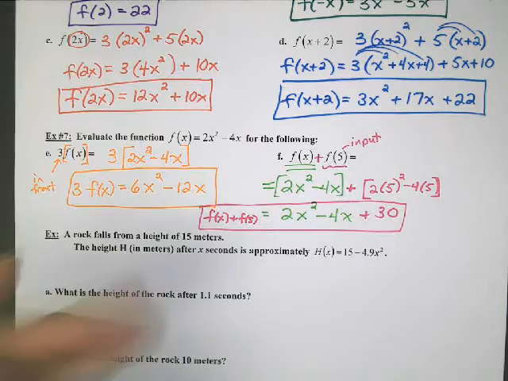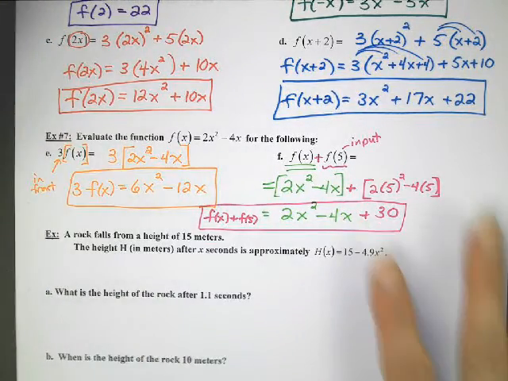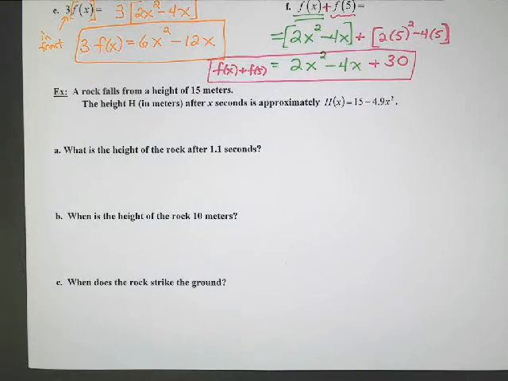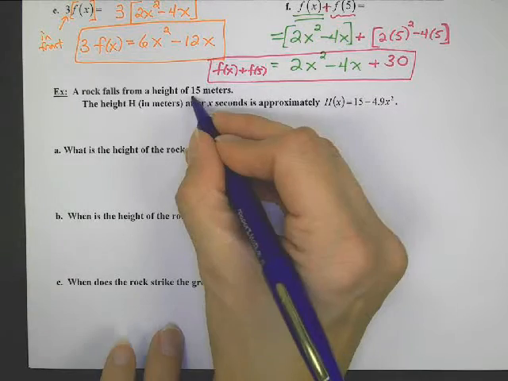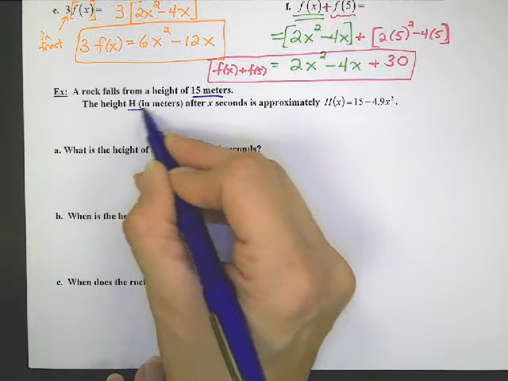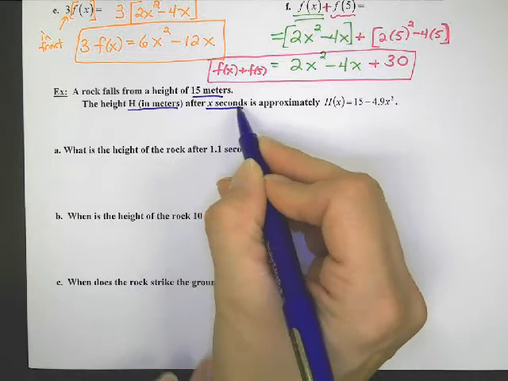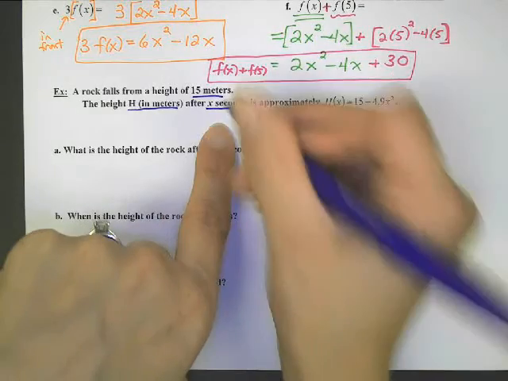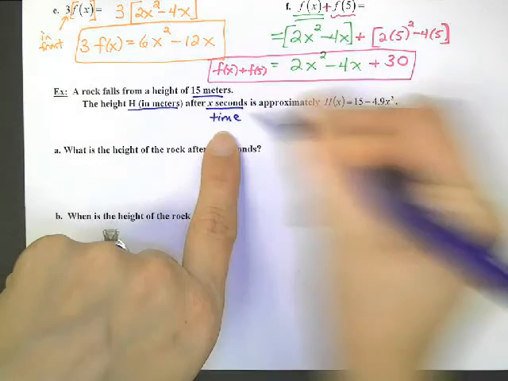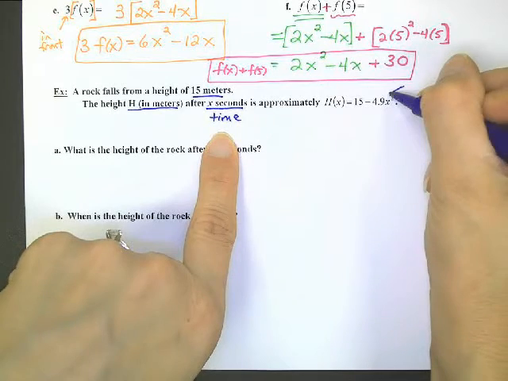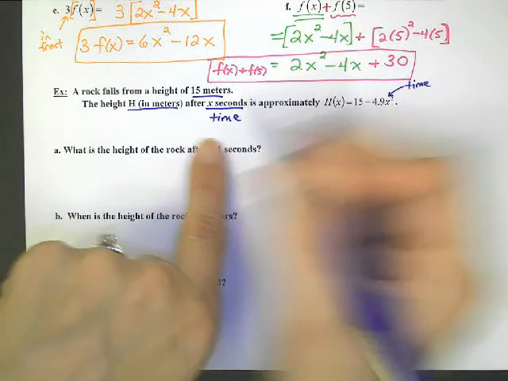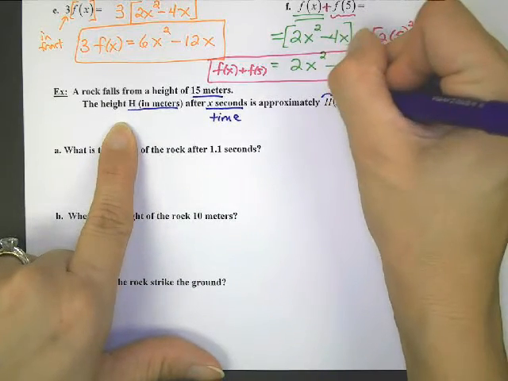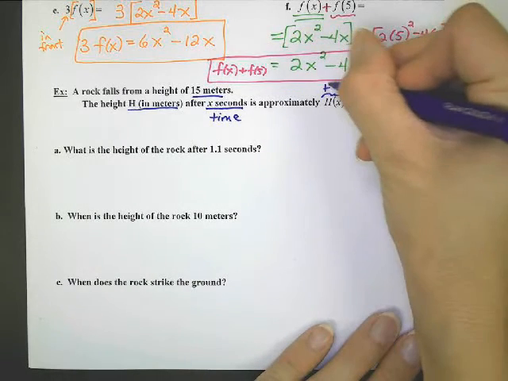Okay, here's a nice word problem that has some meaning to it. We're going to have to plug numbers into different parts of the function. Okay, a rock falls from a height of 15 meters. And the h is in meters, after x seconds is represented by that formula. Okay, so x seconds is the time. It seems like x right there is the time. There's the time variable. And it says h is the height in meters. So that's this entire left-hand side here. Okay, this is the height.